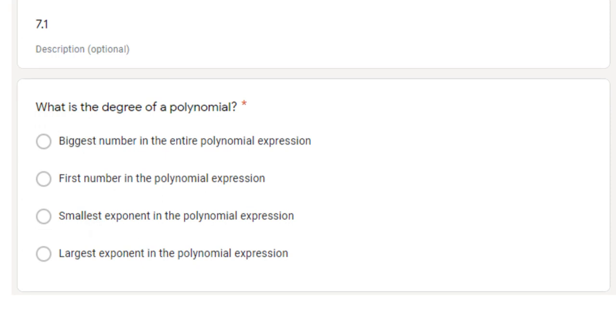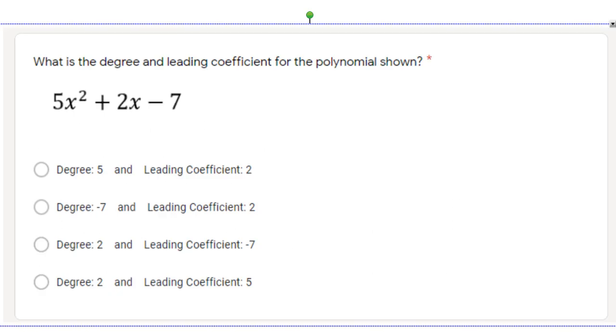7.1, very first question, asked us about a vocab word that you're going to hear a lot over the next few years for mathematics, and it's what's the degree of a polynomial. The degree is the biggest exponent, the largest power in the polynomial expression. So for example, if you had the expression like 5x to the fourth plus 7x cubed minus 8, the biggest power is a power of 4, so that would be a fourth degree polynomial, so that would be the degree.